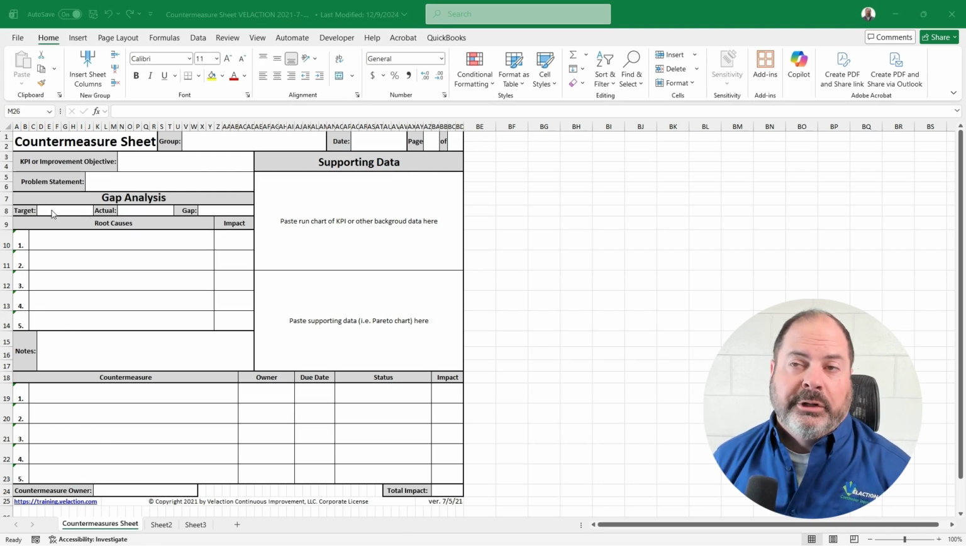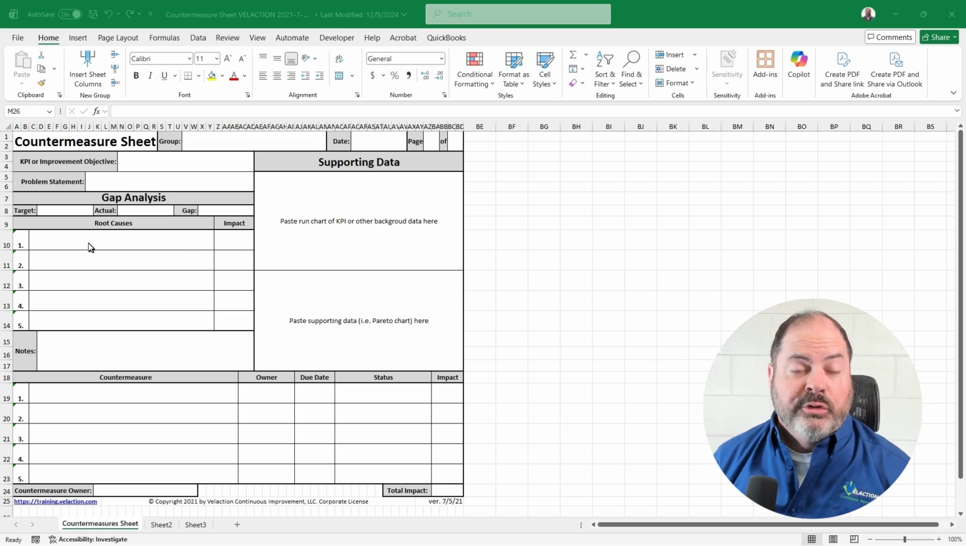The target is where you are now on your numbers. When you focus on a countermeasure sheet, you want to talk about a specific metric that you're working after. So you may have several of them for different metrics, and the actual and then what the gap is. So what we're looking at here is going through the gap of this KPI improvement objective. So you put the objective here, you write up a little problem statement to summarize what's going on, and then you do your numbers.